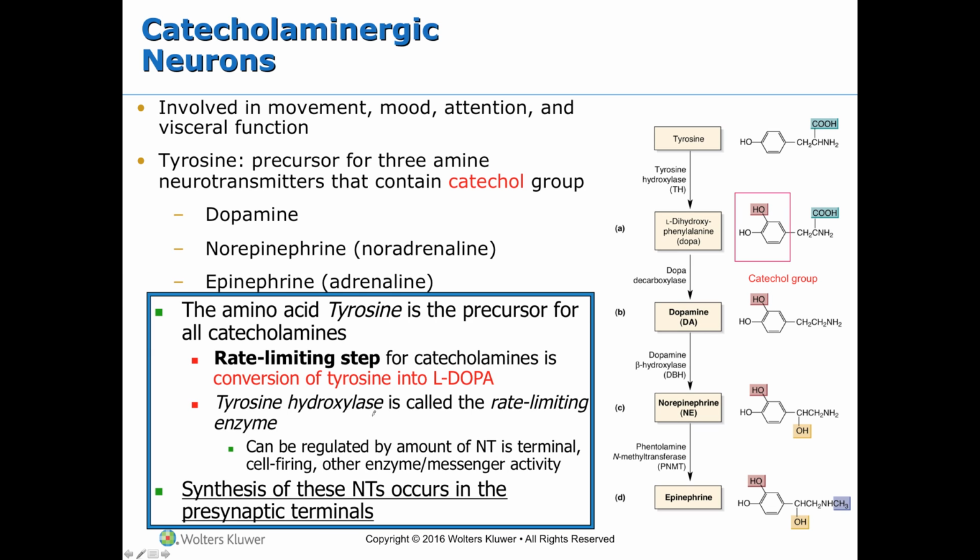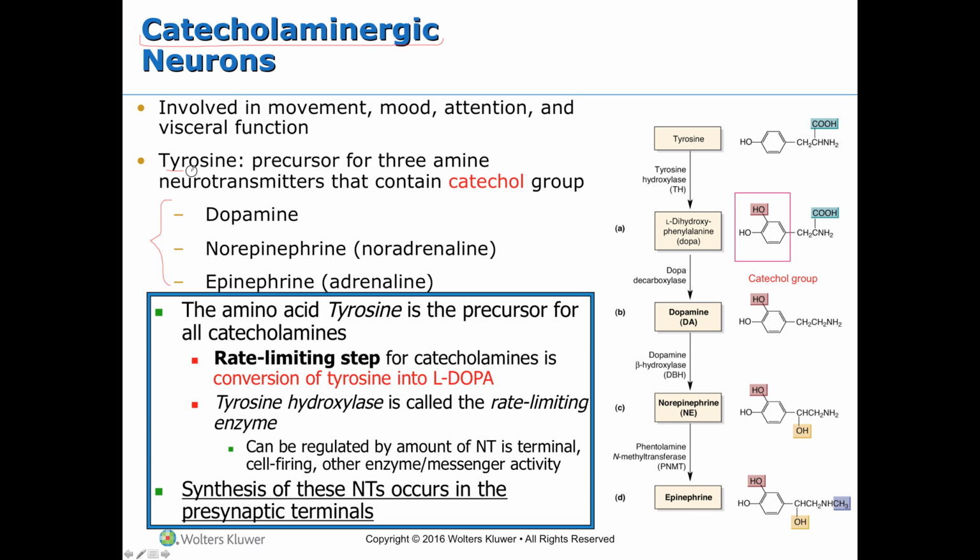The next class of neurotransmitters are the catecholamines. These are catecholaminergic neurons. These are involved in movement, mood, attention, and visceral function, where one of the best well-known ones is dopamine. Now, why are the catecholamines called the catecholamines? The reason for this is that they contain a catechol group, which is this benzene ring with 2 hydroxyl groups, and they contain an amine group.